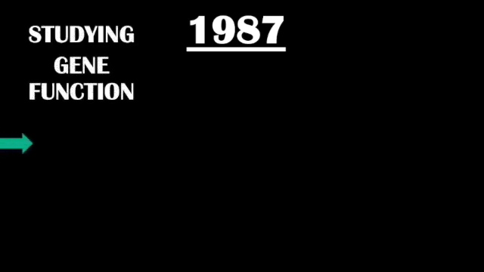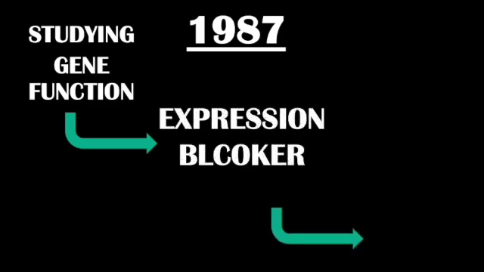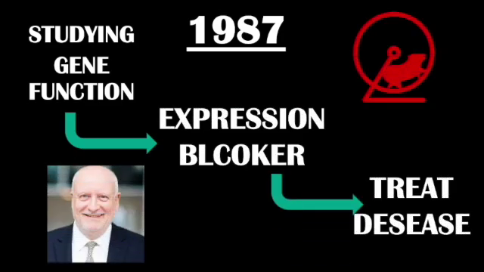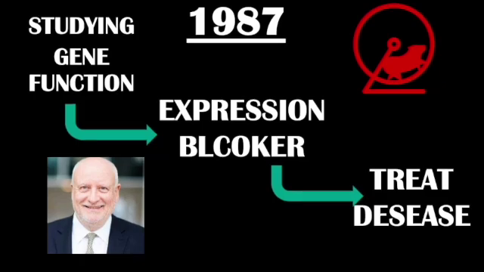Although this experiment was aimed solely at studying gene function, in 1987, the scientists involved discovered that synthetic RNA could function as an expression blocker of target genes in order to treat disease. In 1993, a team led by scientist Pierre Moulin was the first to attest that an mRNA in a liposome could promote a specific antiviral immune response in mice.